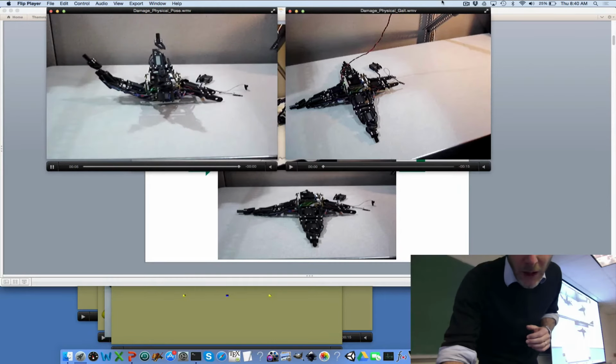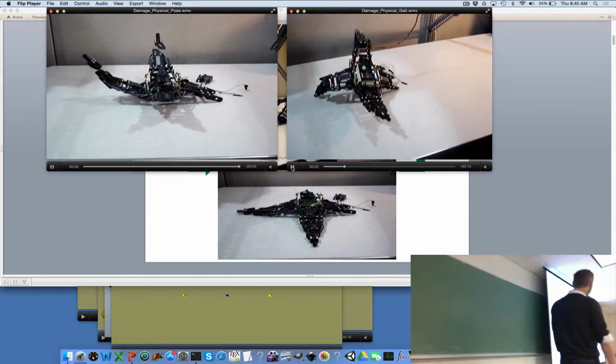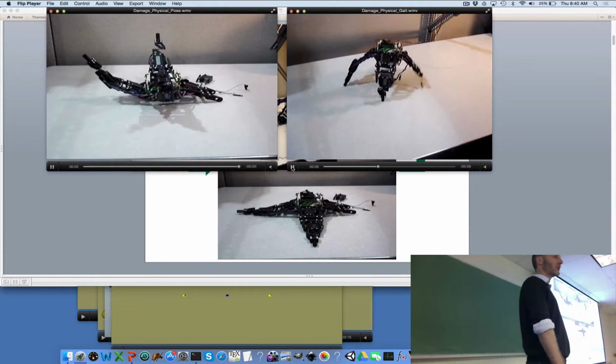And I'll play these gaits a few times throughout this lecture. You'll be able to see that this gait is actually qualitatively different from the one before.